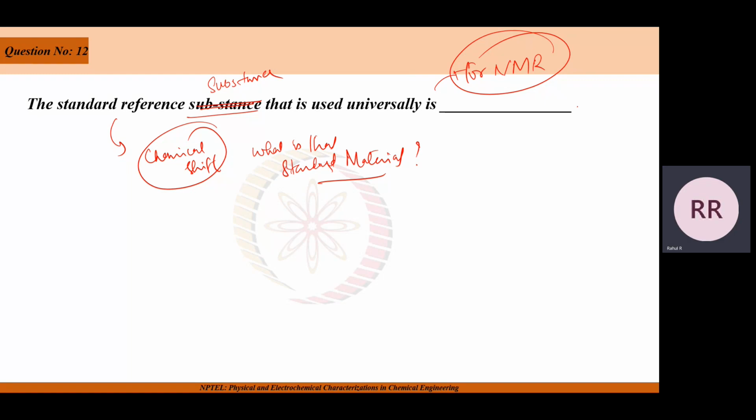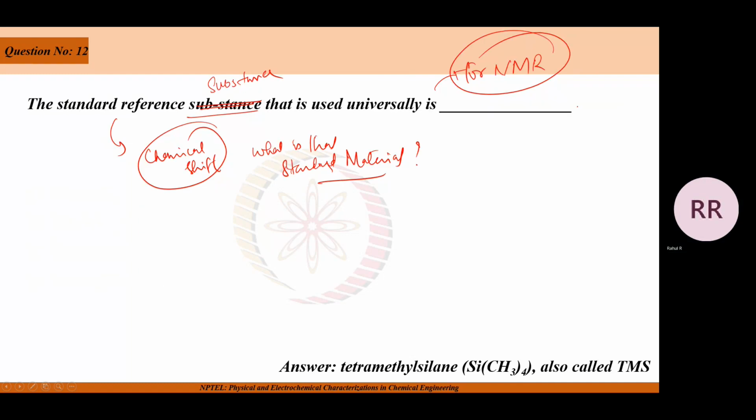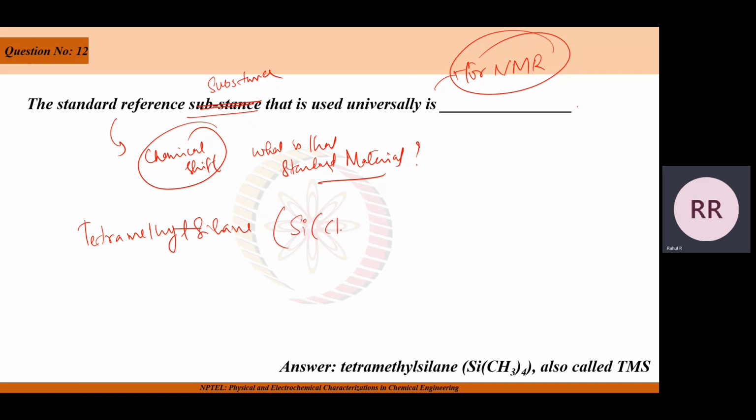Okay, I think you guys were able to get enough time to think about the answer. The answer to this question is tetramethylsilane, which is also called TMS, and is represented as Si(CH3)4. This thing is also called TMS.